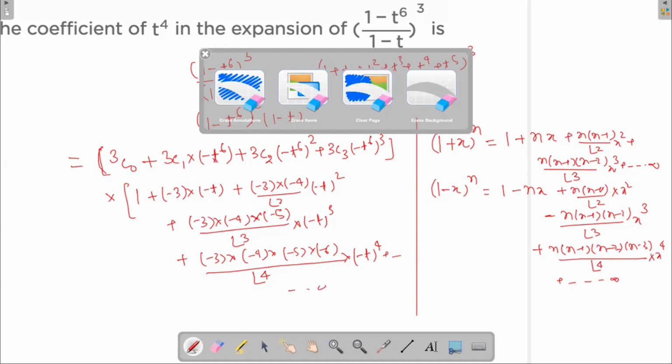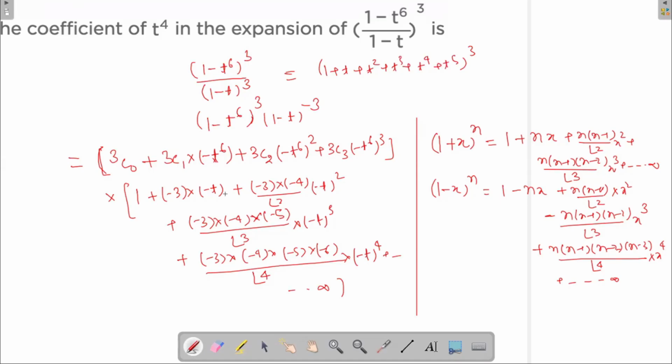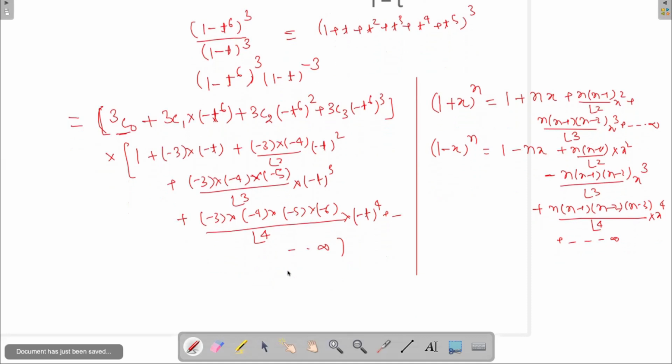I just stopped here because you could see what is happening. You want only t raised to the power 4. If I multiply this 3C0 with this entire quantity, I'll get t raised to the power 4 here. But if I pick up any other thing over here, because 3C1 into t raised to the power 6 or anything, they will all be greater than t raised to the power 4. So the only thing which will give you t raised to the power 4 is this multiplied by this whole thing. You just want the coefficient.